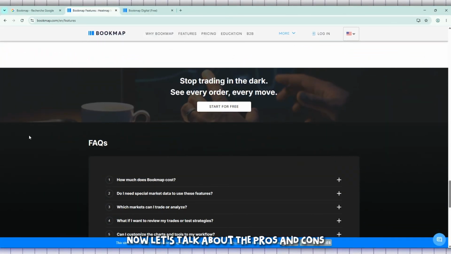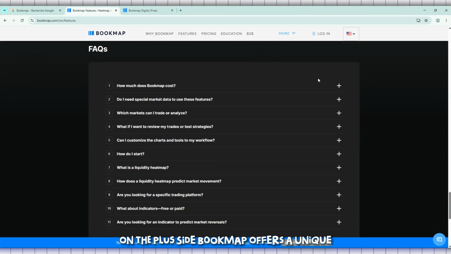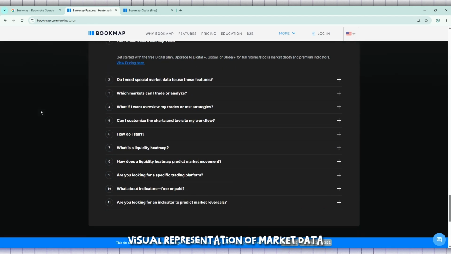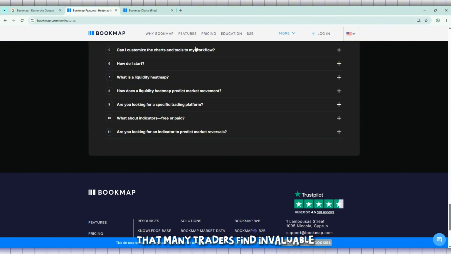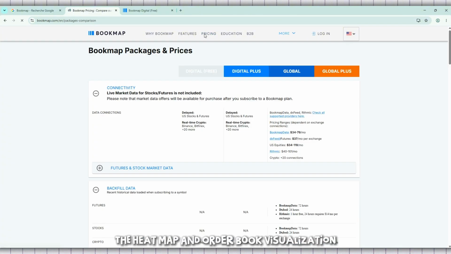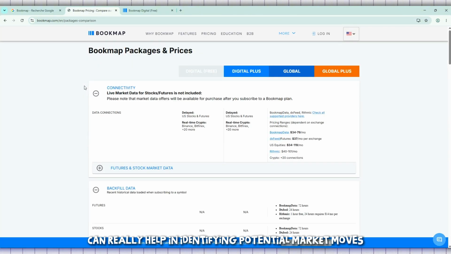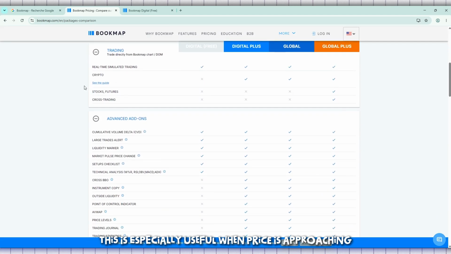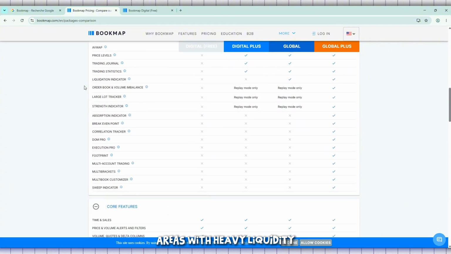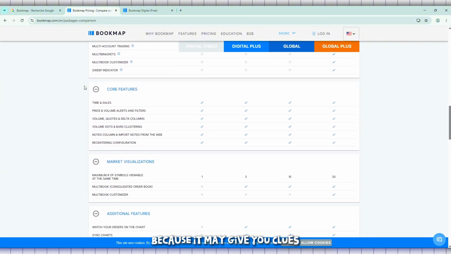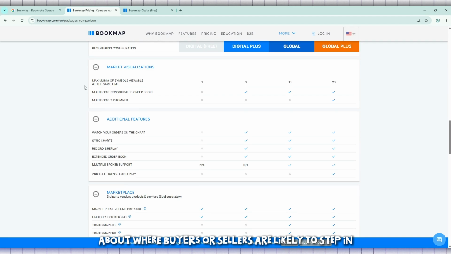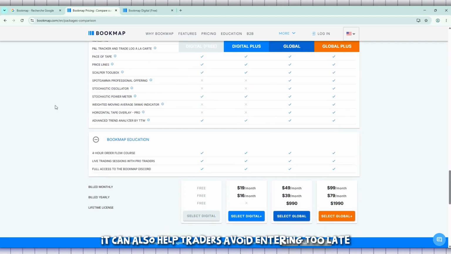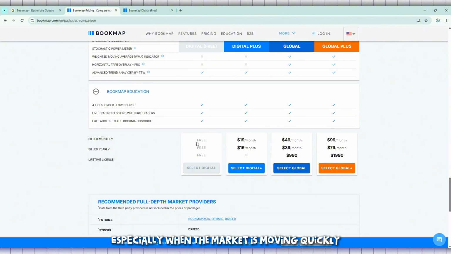Now let's talk about the pros and cons. On the plus side, Bookmap offers a unique visual representation of market data that many traders find invaluable. The heat map and order book visualization can really help in identifying potential market moves. This is especially useful when price is approaching areas with heavy liquidity, because it may give you clues about where buyers or sellers are likely to step in. It can also help traders avoid entering too late, especially when the market is moving quickly.